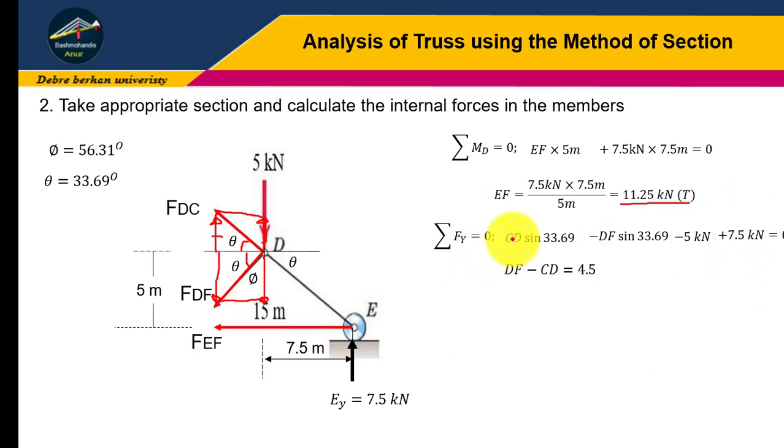In this case, as you can see, we have two unknowns, CD and DF. Therefore we have to create another equation. So DF minus CD equals 4.5. Let us call this equation 1. Now let us add the forces along the x direction. The summation of forces along the x direction must be zero for this structure to be in equilibrium. Therefore, DC cos 33.69.